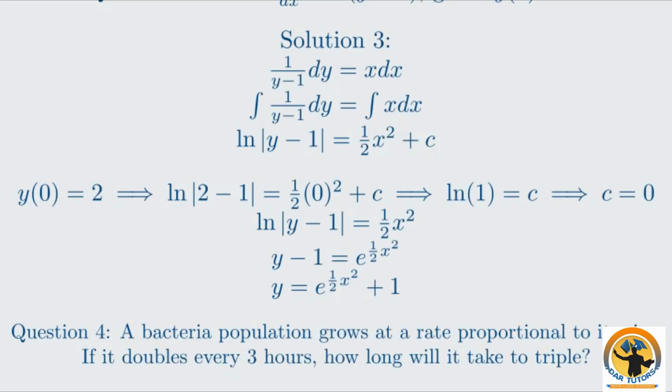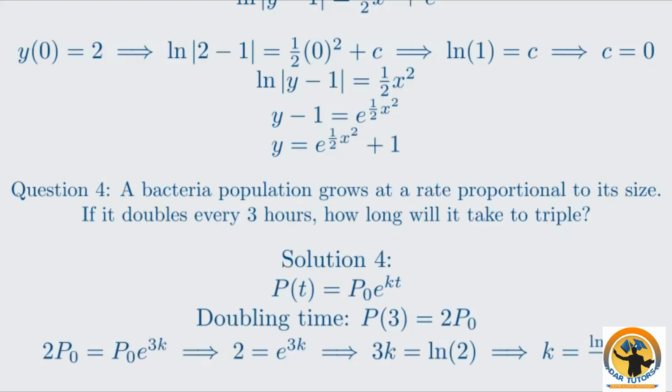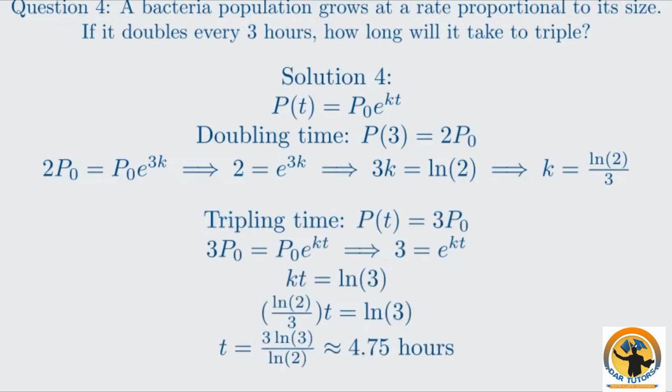Let's see the solution. The model is p of t equals p naught e to the power of kt. The doubling time of 3 hours means p of 3 equals 2 p naught. This allows us to find k equals 1/3 ln of 2. Now we want to find the time t when the population triples, so p of t equals 3 p naught. Solving for t, we find it will take approximately 4.75 hours.